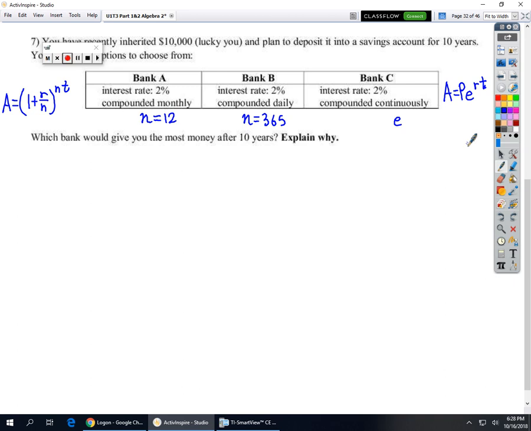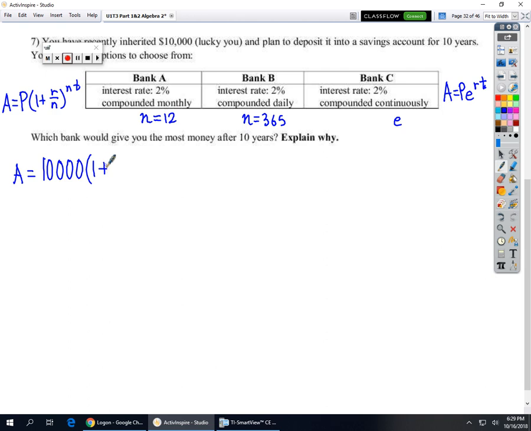So for Bank A, actually, on the formula I forgot to put one thing. That should be P. You need to include your principal. So let's rewrite this: A equals P times (1 plus r over n) to the nt. Apologies for that. So what is my principal? How much do I start with? Well, I inherited $10,000. So put in 10,000. Usually you don't put commas in formulas, so we're just going to remember how many zeros that is.